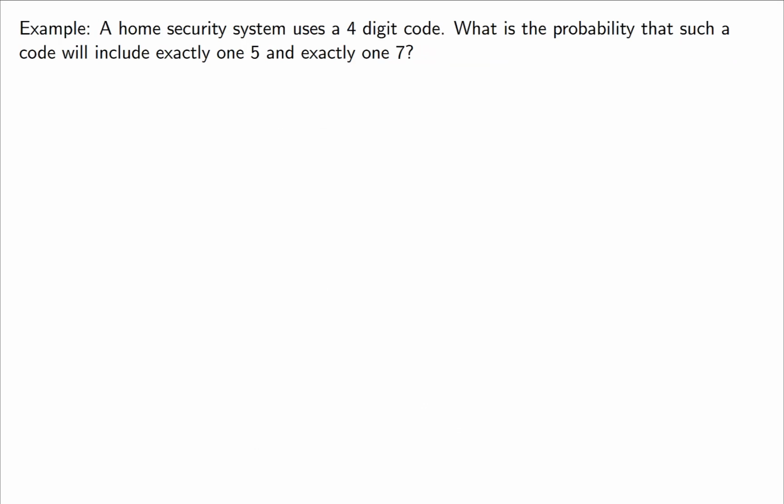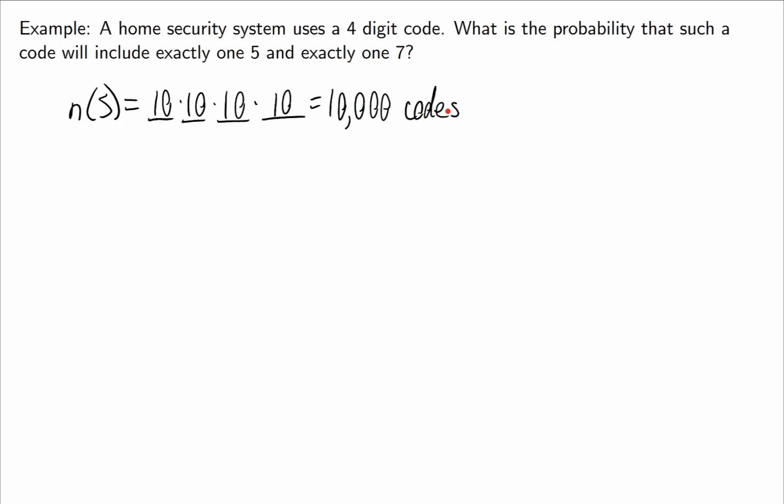Last example. A home security system uses a 4-digit code. What is the probability that the code will include exactly 15 and exactly 17? There's going to be some sort of thought process similar to what we did in the last example here. However, the sample is easy enough. The sample is going to be all the 4-digit codes, so you've got 4 blanks, and then there's no requirement on repeats or anything. It could be any of the code with all 10s, and you get 10,000 possible codes for this system. But we're wanting to look at the event that there's exactly 15 and exactly 17.